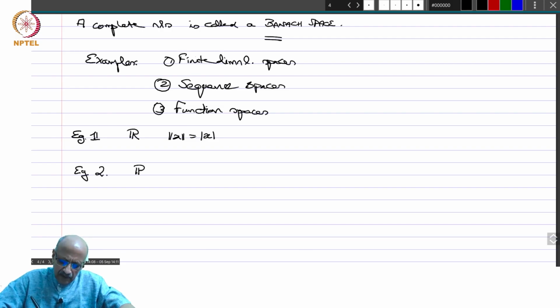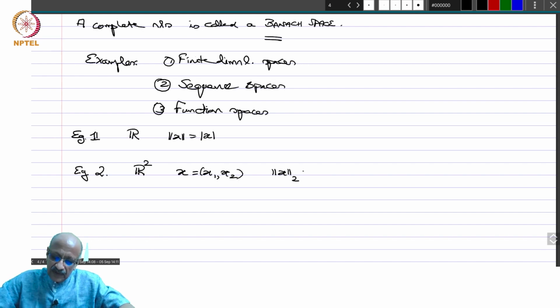Let us take another example. This time I will deal with R2. So given any vector x, it will have two coordinates x1 and x2, and I am going to define the norm of x in this case to be the square root of mod x1 square plus mod x2 square.